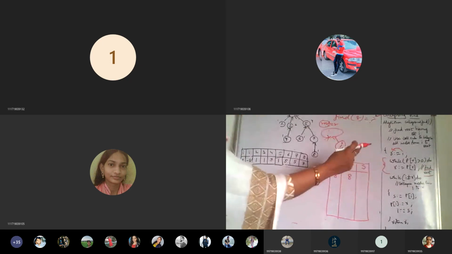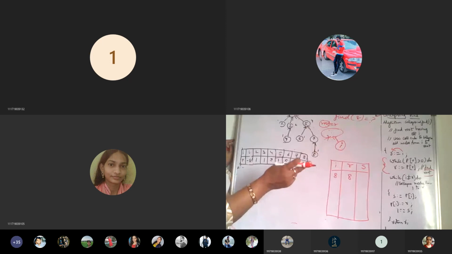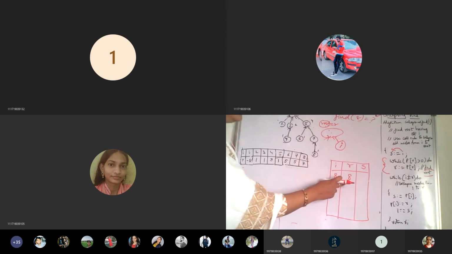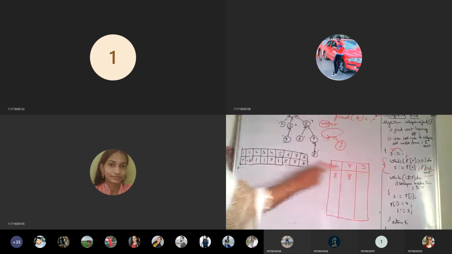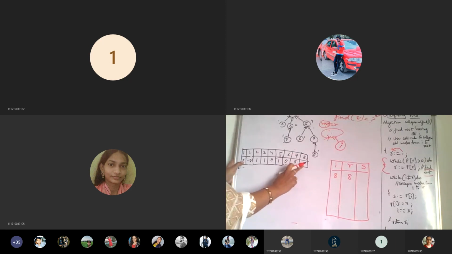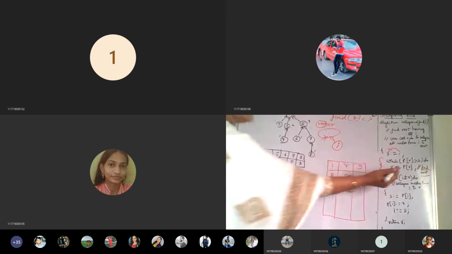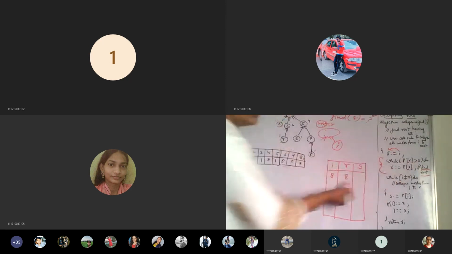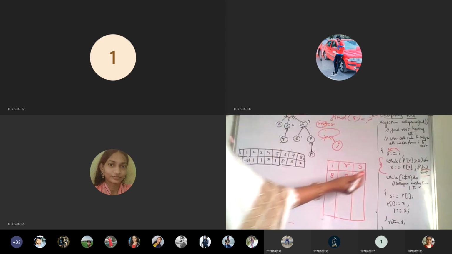What exactly we are doing? P of R greater than 0. So what is R? 8. So P of 8 is 7. Yes or no? P of 8 is 7. Okay. So is P of 8, 7, greater than 0? Yes. So then what we are going to do?